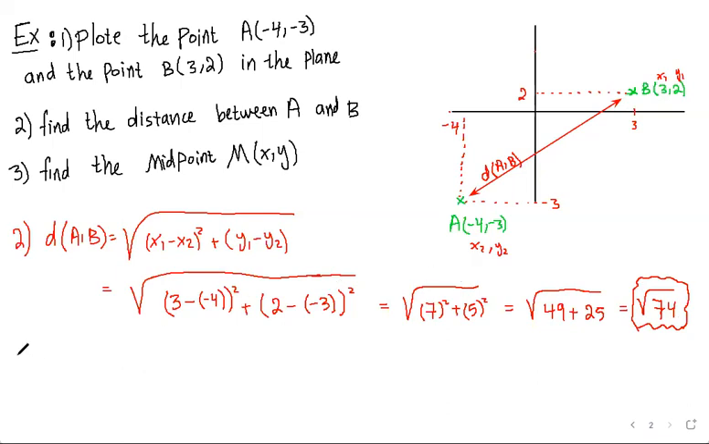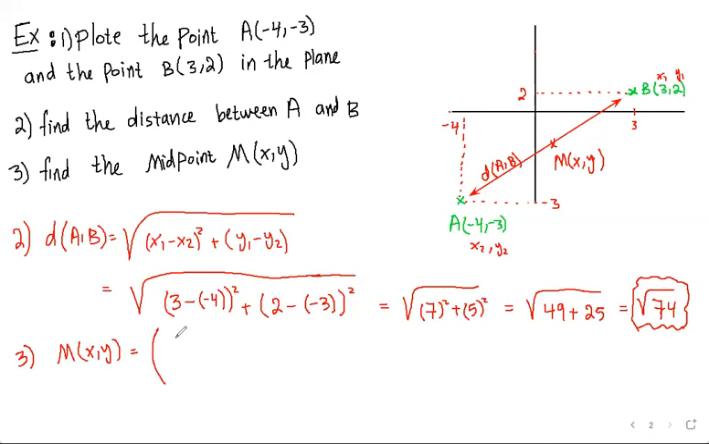Who will do the third one? Midpoint. So the midpoint is a point between A and B. It will look like M, x comma y. What is the formula? Who will do it? William? I missed the formula. It was moving too fast for me.